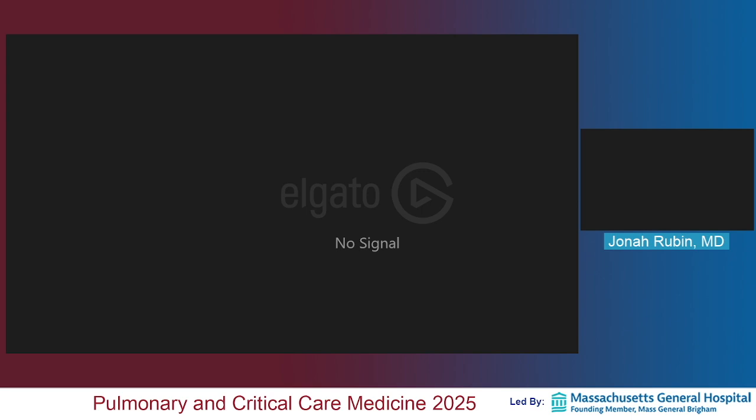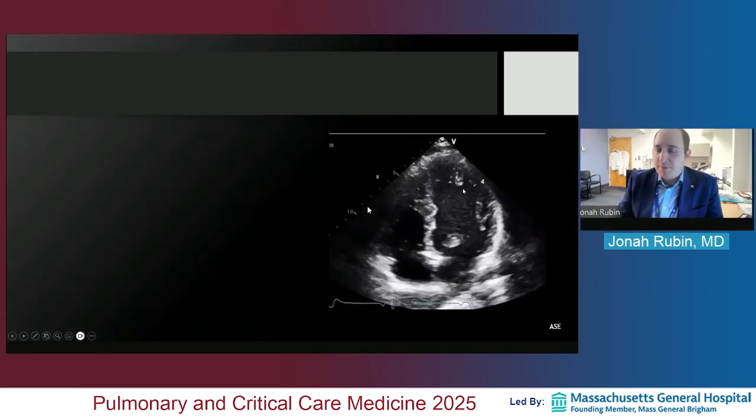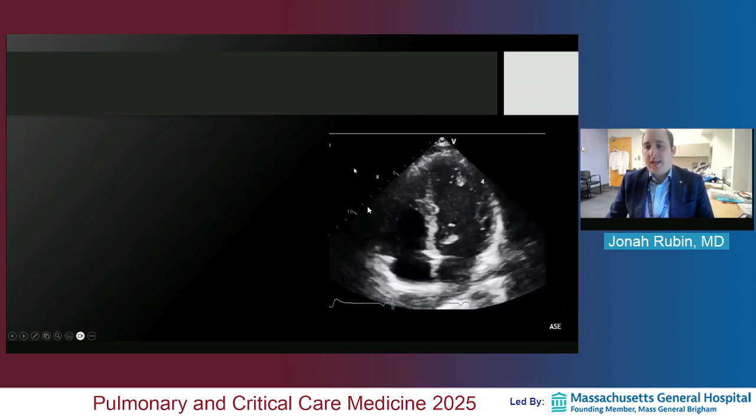Then you go to the apical level, 4 segments here. Same idea, you can look at thickening and inward movement. And if you go a little bit lower, you can see the apex of the heart itself, which is the 17th segment.